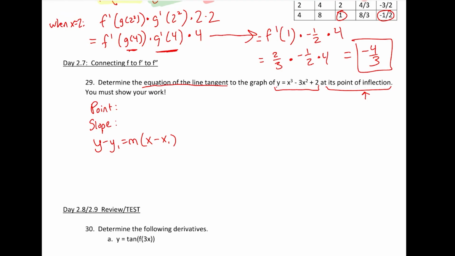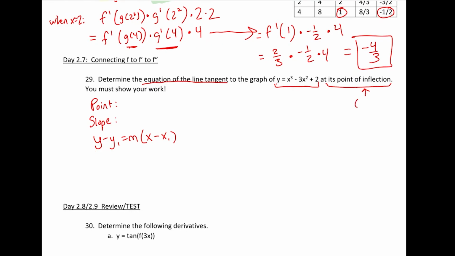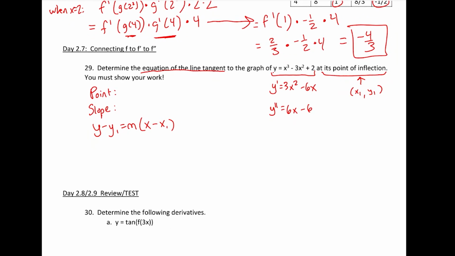All right, so first we need to find that point of inflection. That's going to be our x1, y1. So to find the point of inflection, we need to find the second derivative. So let's go through our derivatives here. Y prime is 3x squared minus 6x. Y double prime is going to be 6x minus 6.